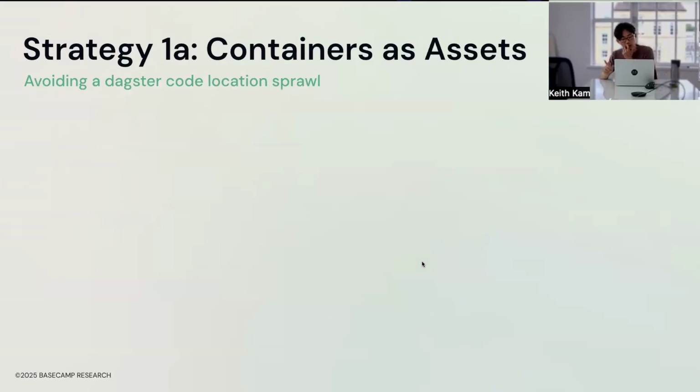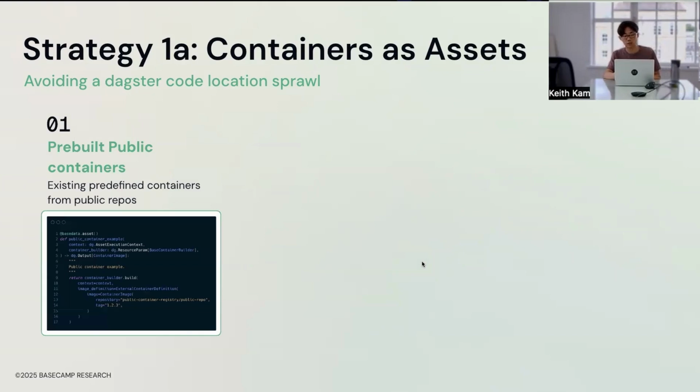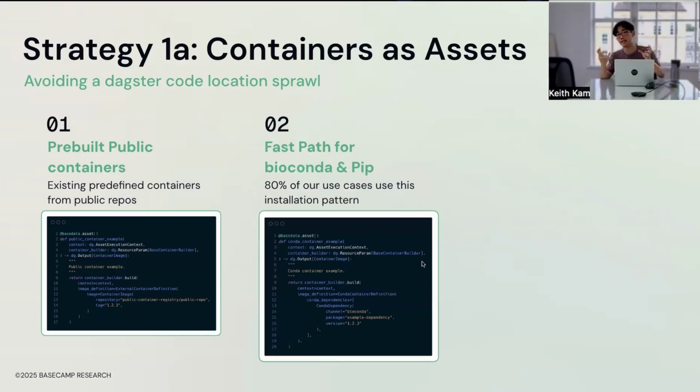So the first strategy that we took for this is to treat containers as an asset and then build out our internal SDK for installing tools under that assumption. So we built out a little internal SDK for building container images based off of some kind of spec. The first is to support publicly available container repositories. The second is to have a fast path for building containers that just install dependencies from Python, whether that's via pip or Bioconda. And around 80% of our use cases for bioinformatics tools specifically follow this installation pattern.